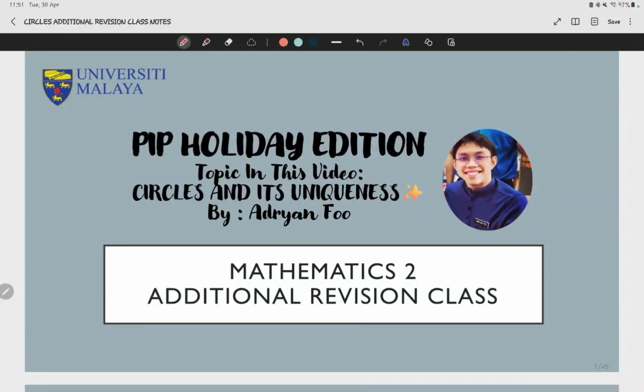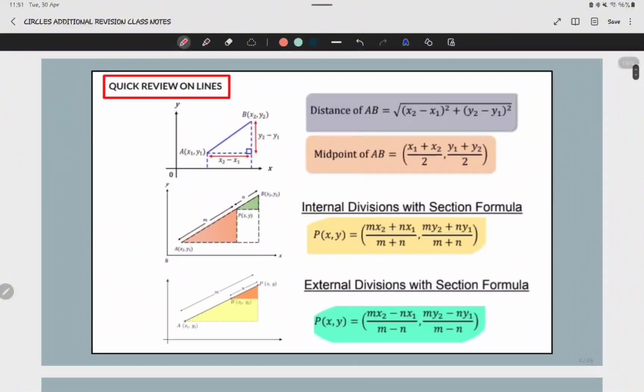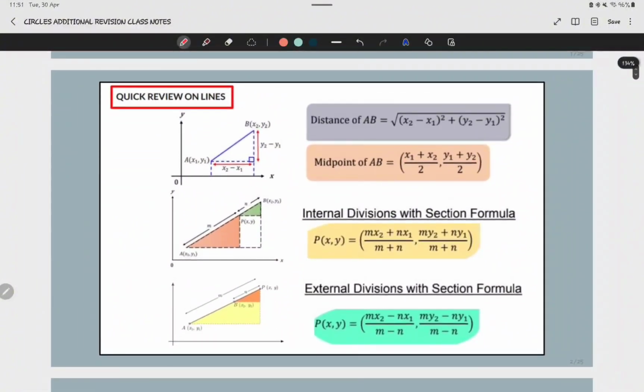Okay, so hi everyone. For this topic, through this video, I will be talking about circles and their uniqueness, basically the geometrical aspects of a circle. First, we have a quick review on lines, whereby we have a distance formula.